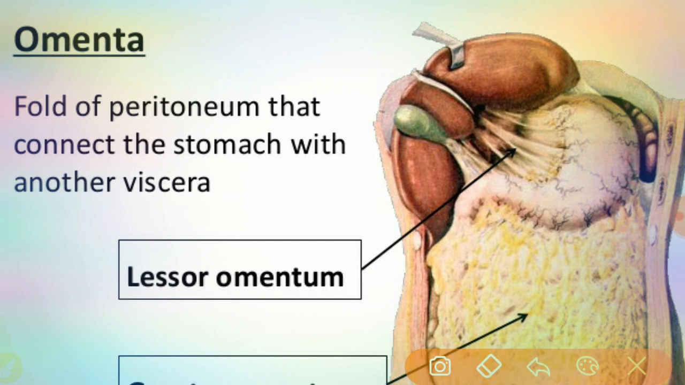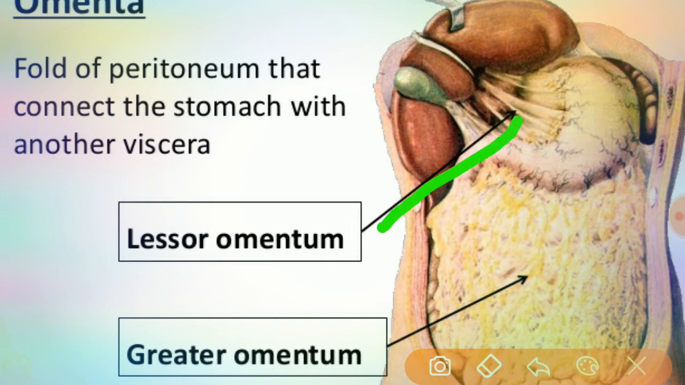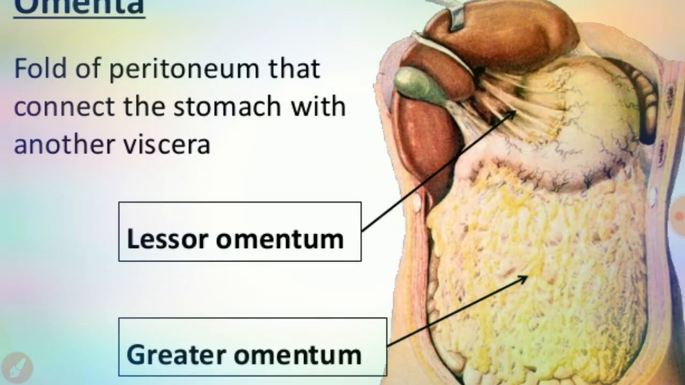Okay, see here, omenta means fold of peritoneum that connects the stomach with another viscera. What is the meaning of the omenta? It is a fold of the peritoneum which will be connecting the stomach with another viscera. That is the meaning of the omenta. So here there are two types of omentum present. This is the lesser omentum. This part of the peritoneum we call the lesser omentum, and this part we call the greater omentum. Let's see one by one.